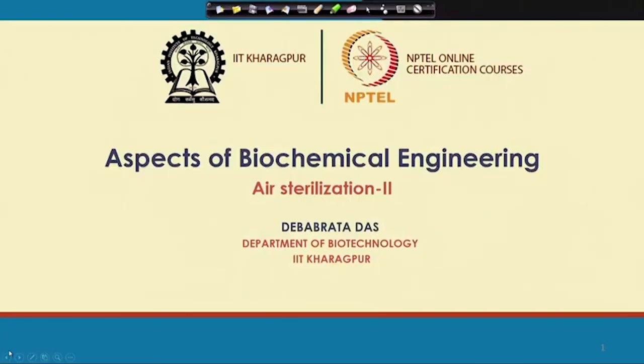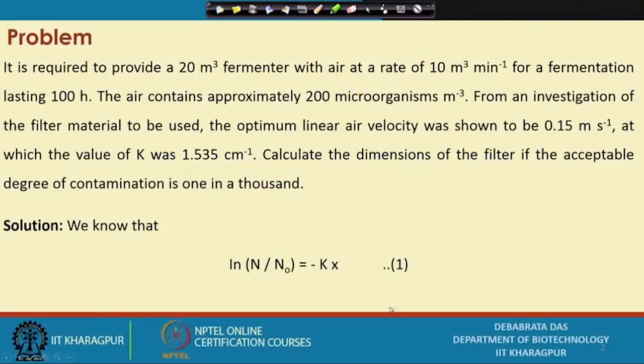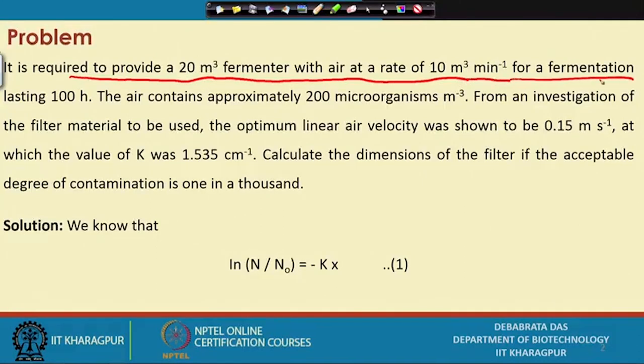Now today we want to discuss some problems on this air sterilization process. First, let us discuss: it is required to provide a 20 cubic meter fermenter with air at the rate of 10 cubic meter per minute for a fermentation lasting for 100 hours. The air contains approximately 200 microorganisms per milliliter.